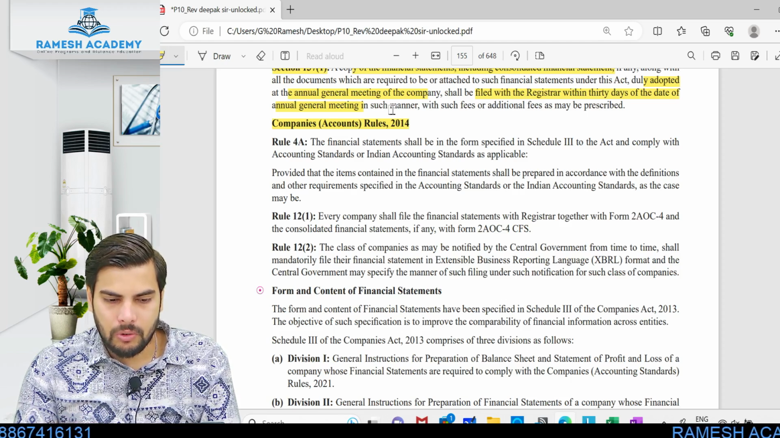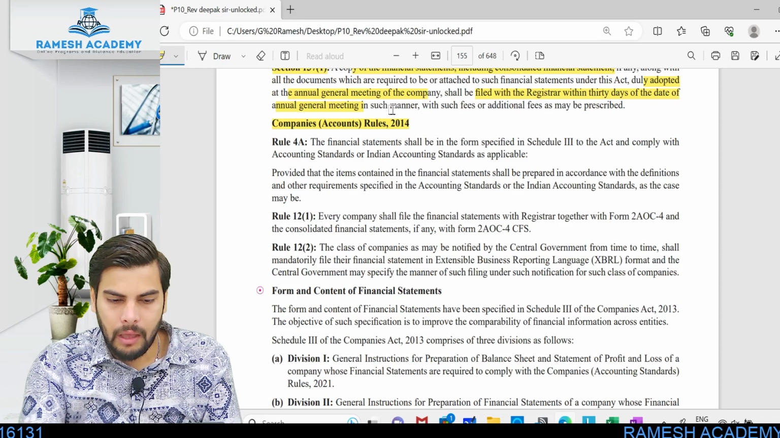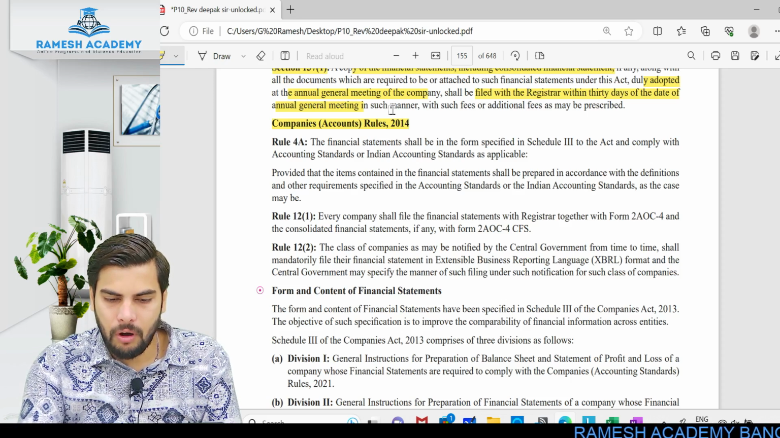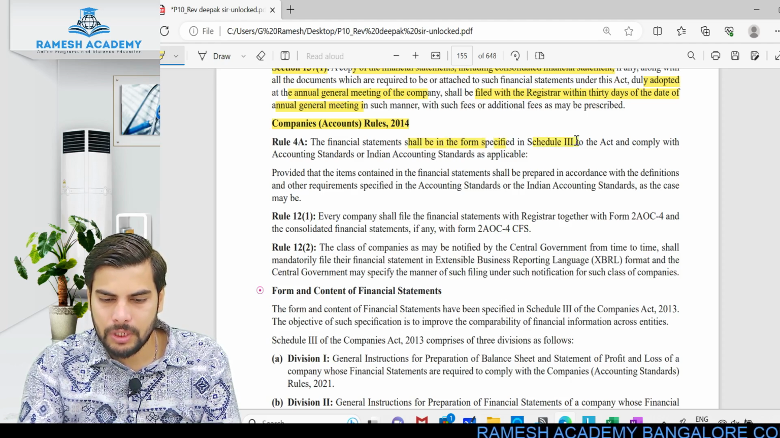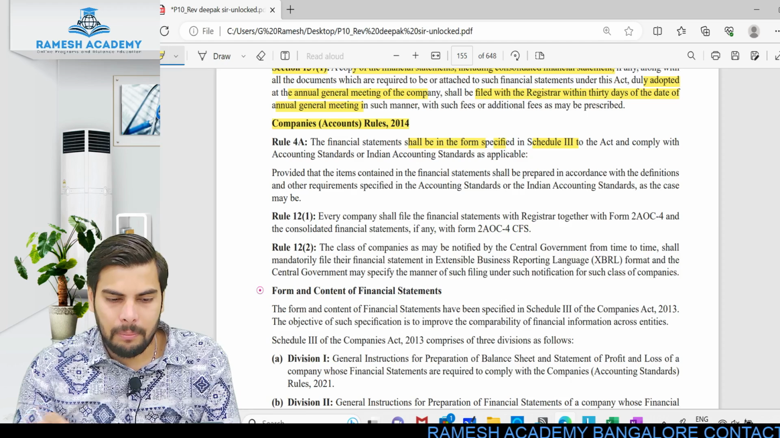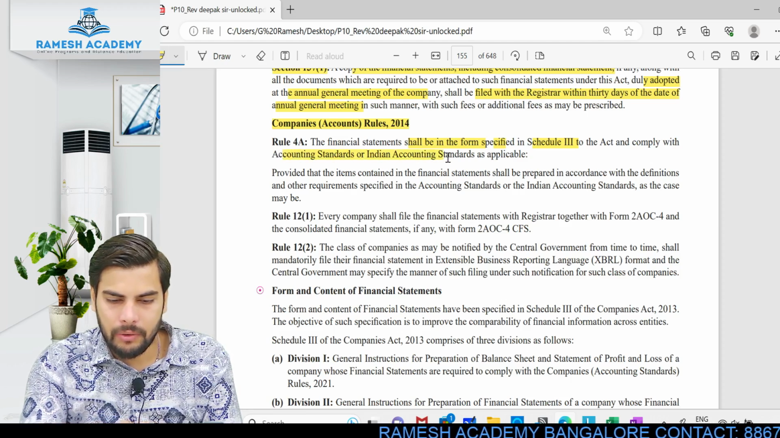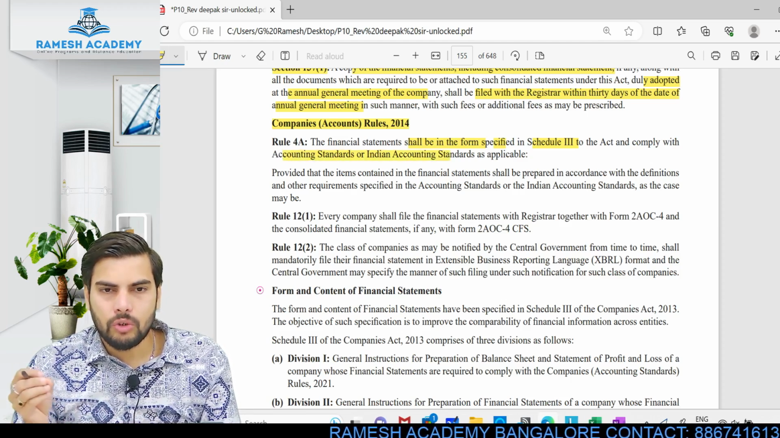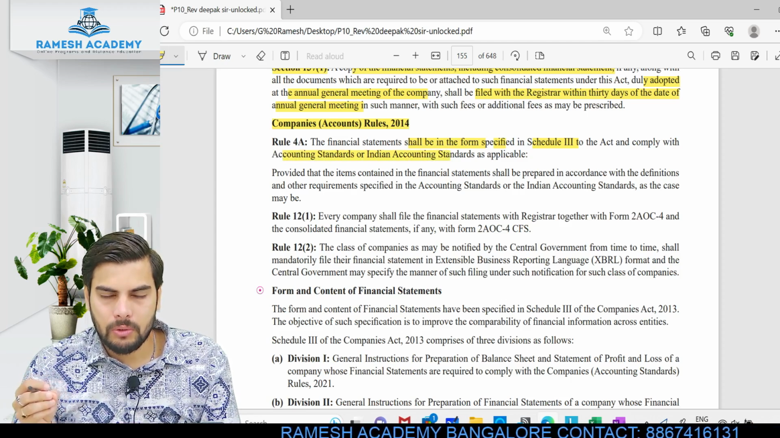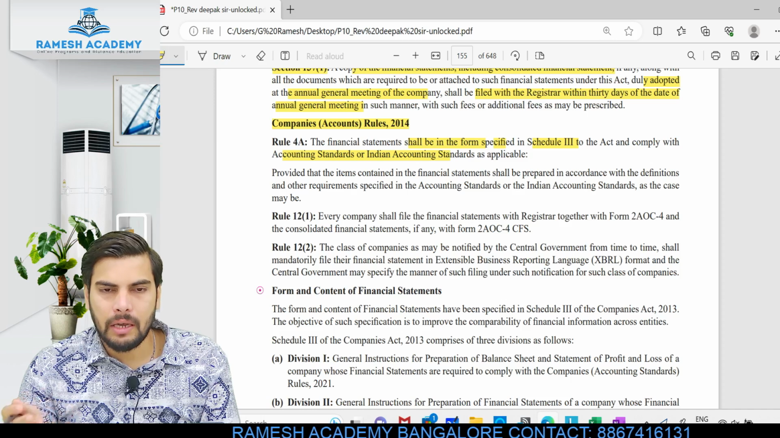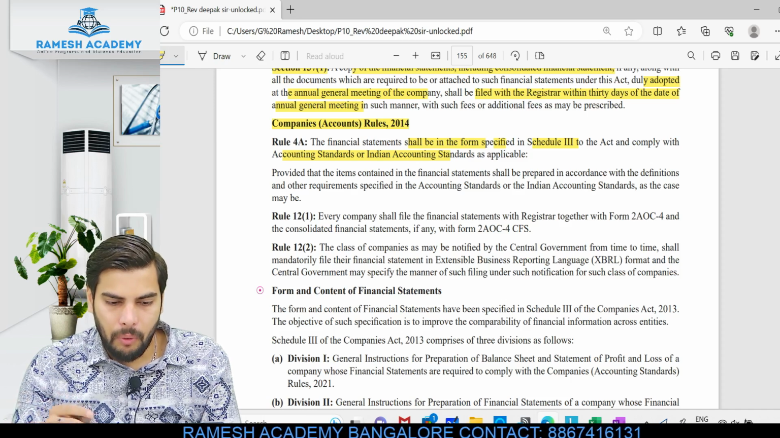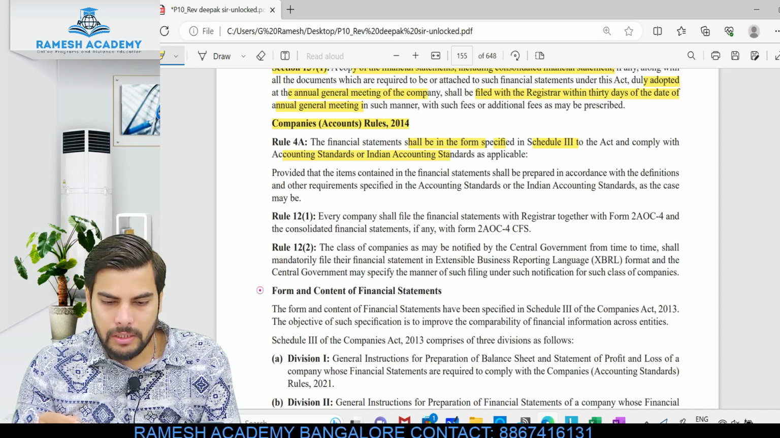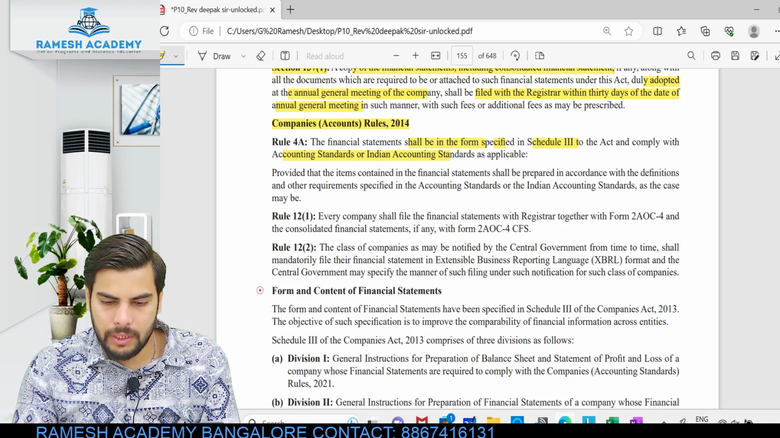So Companies Accounts Rules 2014, Rule 4A, the financial statement shall be in the forms prescribed. Shall be in the form specified or prescribed as per Schedule 3 of the Act and comply with the accounting standard and Indian accounting standard. Provided that the terms contained in the financial statement shall be prepared in accordance with the definitions and other requirements specified in accounting standard or Indian accounting standard as the case may be.